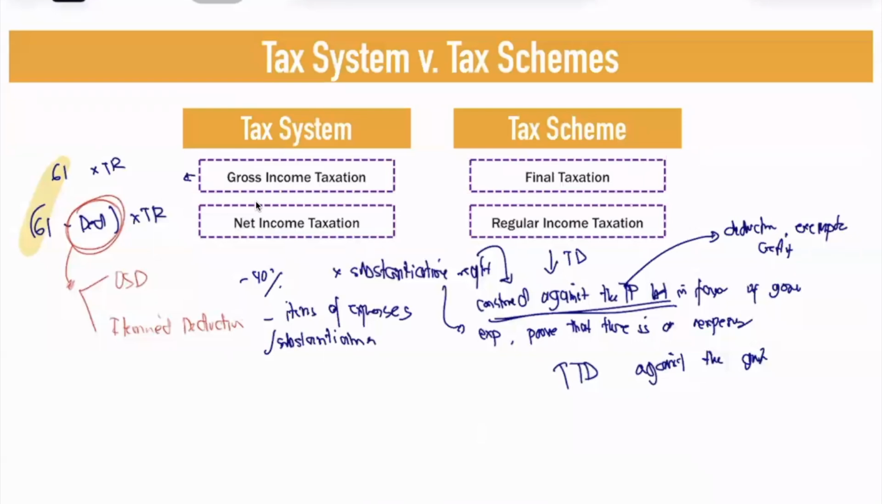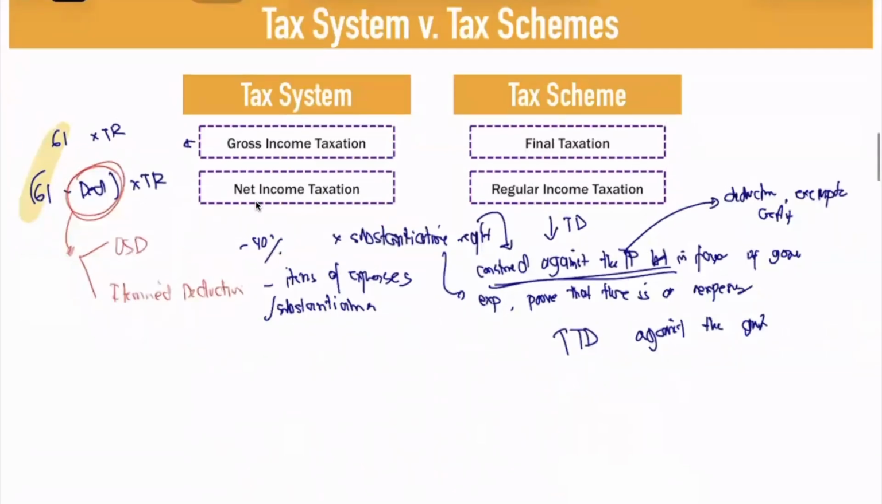Okay, gross income taxation, walang deduction. Net income taxation, may deduction. Now, as to our tax scheme. So why is it important for us to determine the tax scheme? Because when we talk about tax scheme, an income or the subject matter is only subject to either final tax or regular income taxation. An income is either subject to final tax or regular income taxation. So kung pasok siya dito, hindi siya pwede dito. Kung hindi siya pwede dito, dito siya.